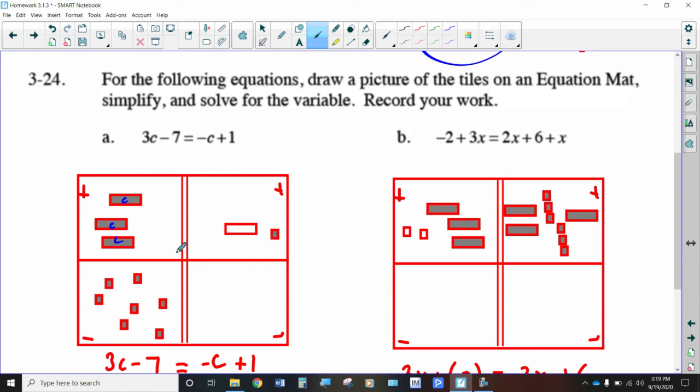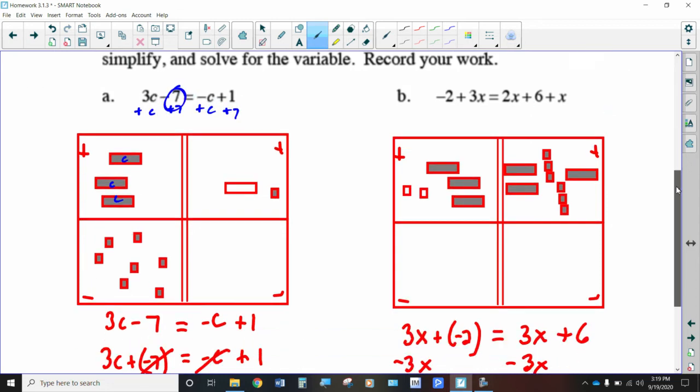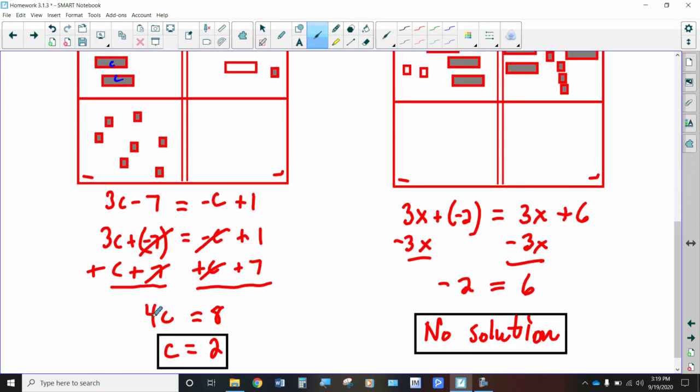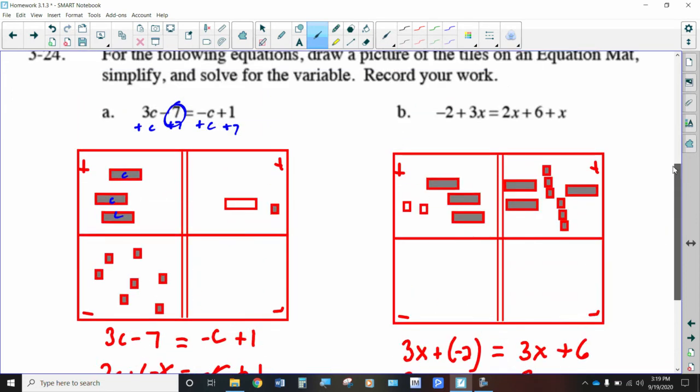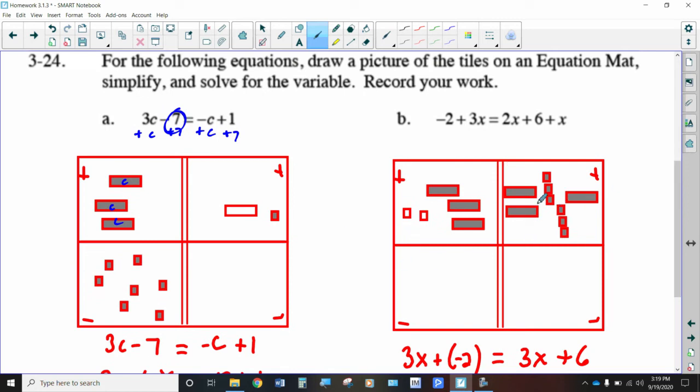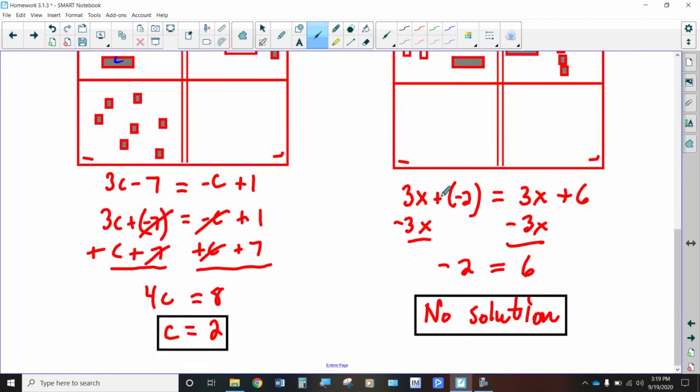So what would we have to do? We would have to add a C to each side and then add 7 to get everything on the other side. So you end up with your 4 C's is equal to 8. And that's how you know that C is equal to 2, since 4 times 2 is 8. And on this side, there's no way to ever make those two equal to each other, because by the time you go through the legal moves, you realize 3x plus a -2 can't be equal to 3x plus 6, right? Because when you cancel out the variables, you get a statement that's not a true statement. So this is an example of a no solution situation.